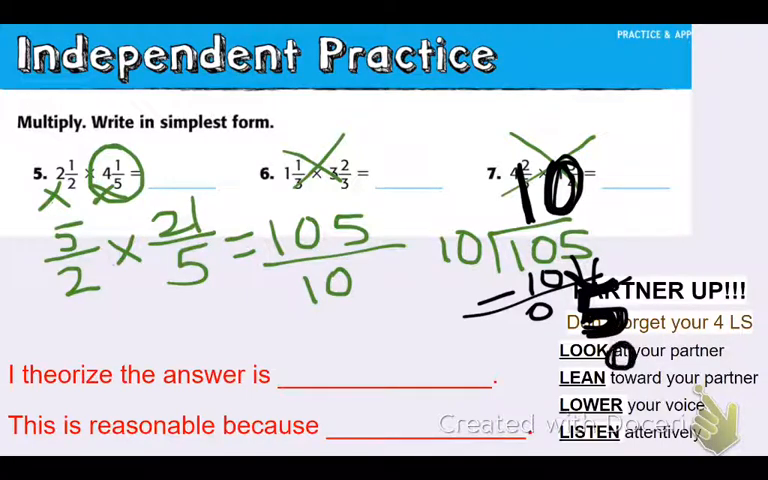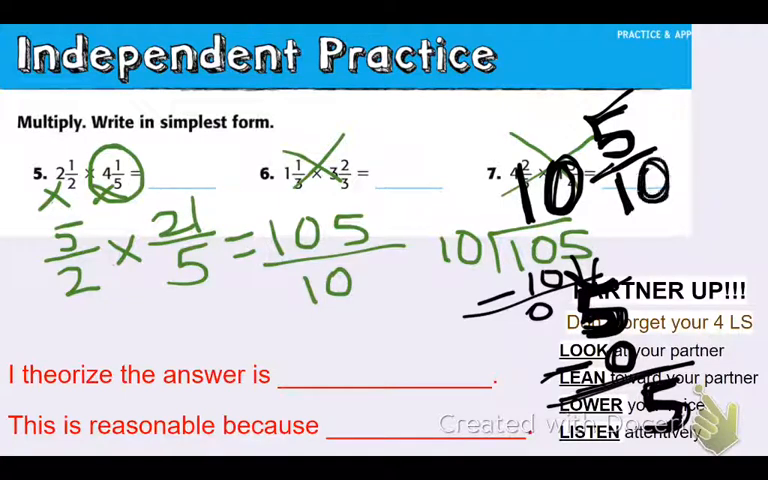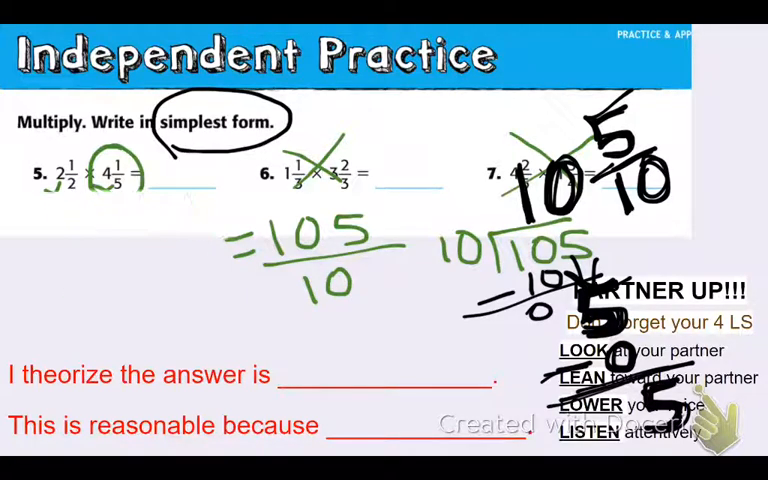10 times 0 is 0, and if I subtract it, I still have that 5 that I cannot fit into a group of 10. That becomes my numerator, and my denominator is 10. So I have 5 left out of 10. Remember, it says simplest form. So I can see that 10 and 5/10 can still be simplified.